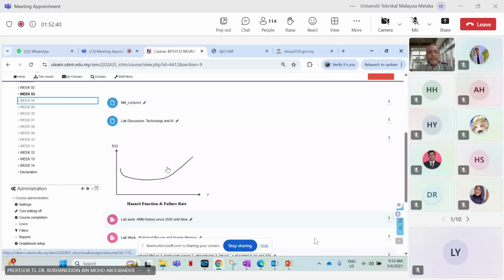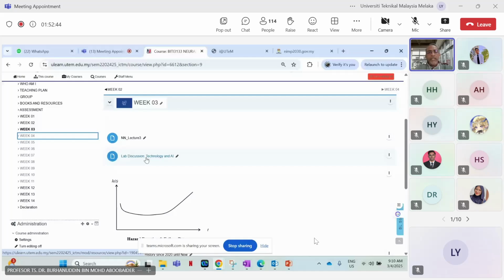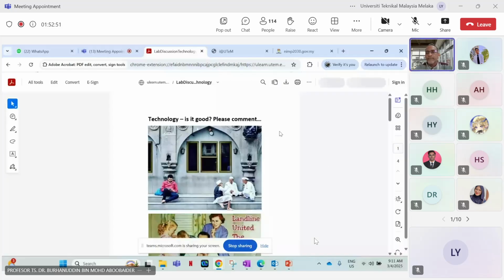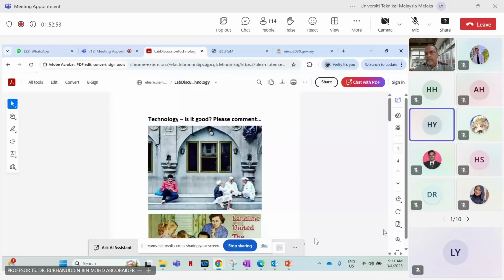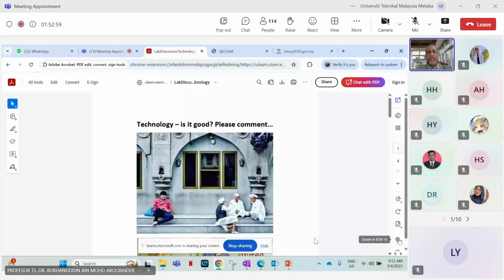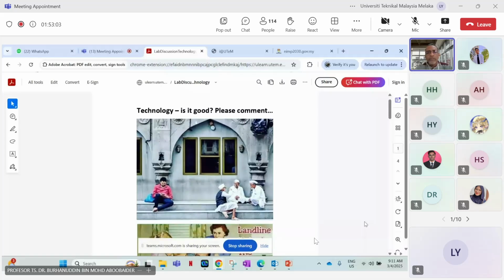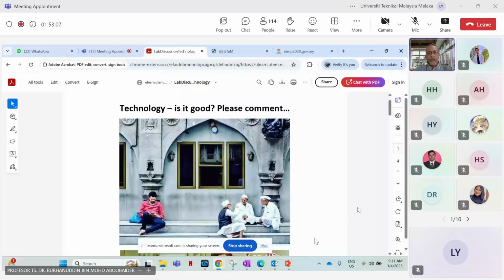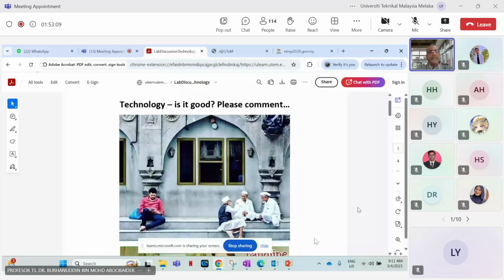All right. And then I also put here a lab discussion on technology and artificial intelligence, AI. Can you see or not, class? Can, doctor. All right. So what do you understand about this technology? Today, there are people using a lot of technology. So is it good or not? What do you understand from this picture?